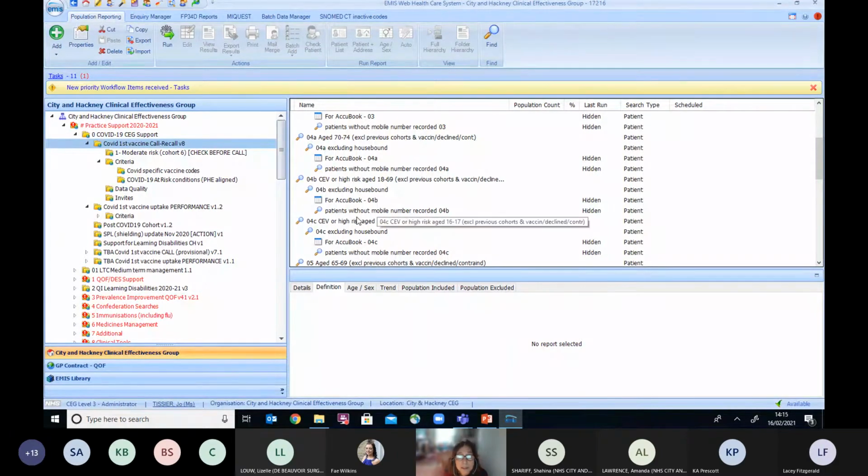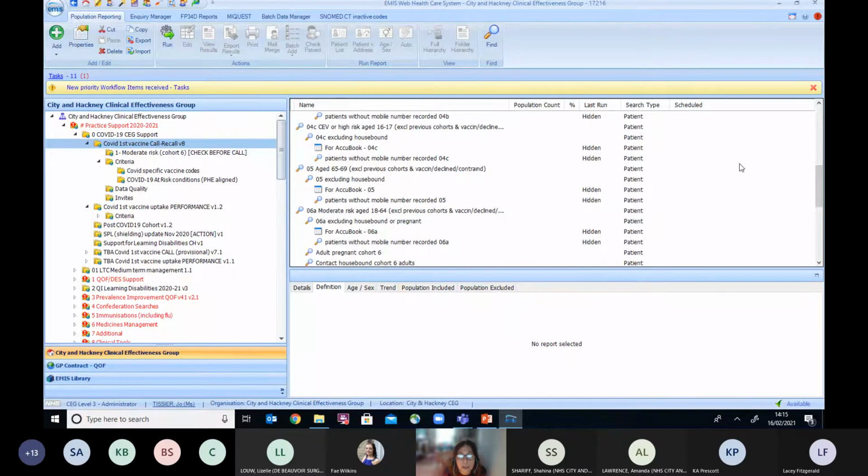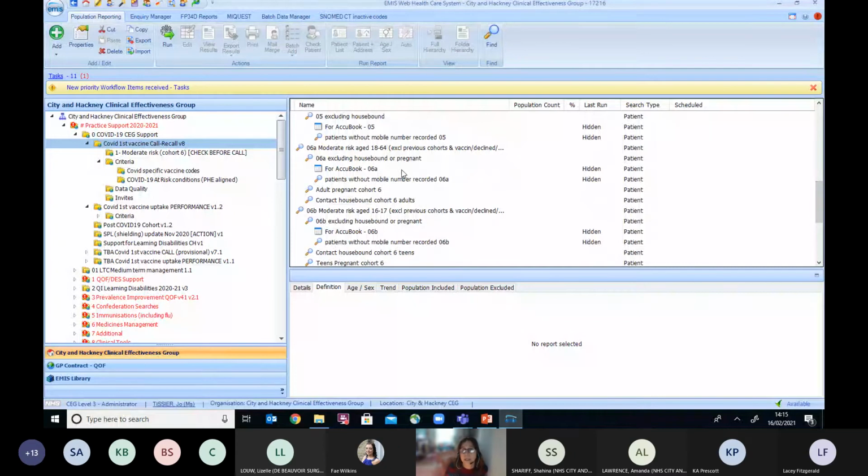Going down, there's also a 4C, and the reason why this has been split is to do with the ages, the 16 to 17-year-olds. Because for the 16 to 17-year-olds, the AstraZeneca, the Oxford vaccine, is not licensed. And so they would need to be called in when you get the Pfizer vaccine. Going down, cohort 5, age 65 to 69. My understanding about cohort 5 is that they are being called in nationally, and that practices have now been asked to focus on the cohort 6.